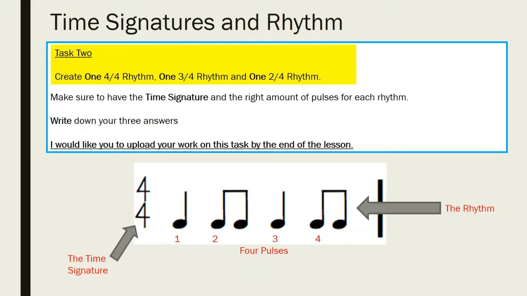In the diagram I've put below, you can see the time signature 4/4 is written. Then I've written a rhythm that has 4 pulses: tea, coffee, 1, 2, 3, 4. With that rhythm having 4 pulses, it's 4/4. Then you create your own rhythm for 4/4, then a 3/4, making sure you write 3/4 for the time signature, and then a 2/4. So you create 3 different rhythms with 3 different time signatures. Make sure you write down your answers and that it's nice and clear.